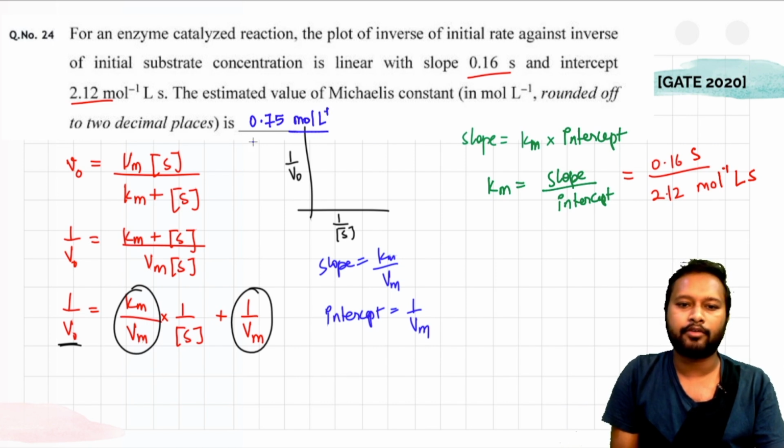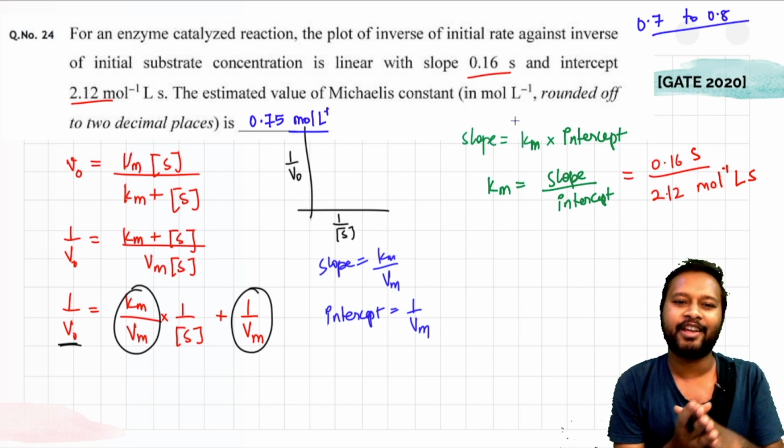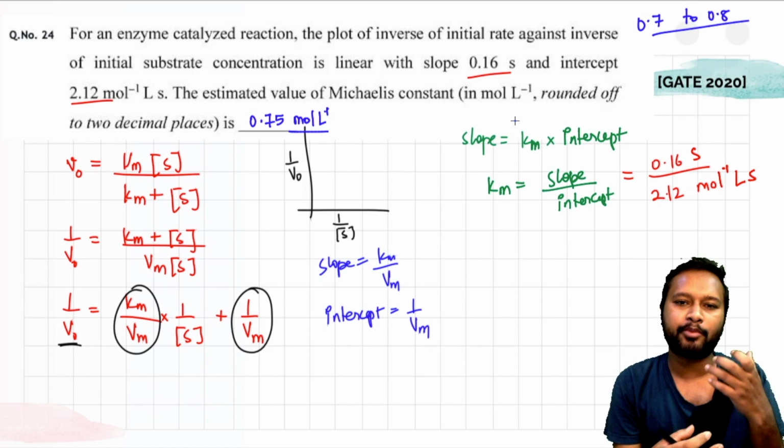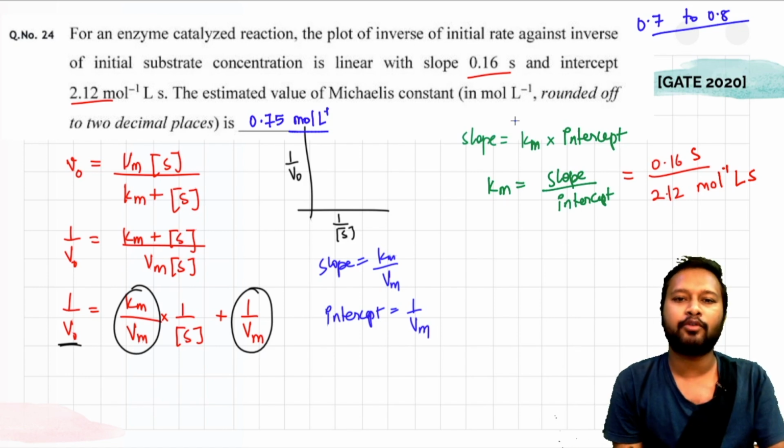Okay, this is your final answer, and in the question the range which is given is from 0.7 to 0.8. So this is how this question has to be done. All right, simple and easy question based upon your enzyme catalysis. Let's go for the next one then.